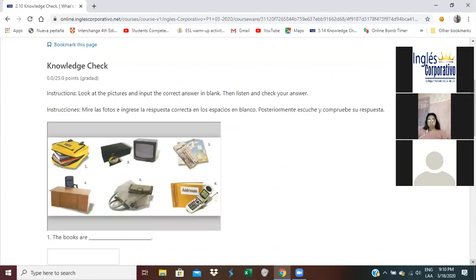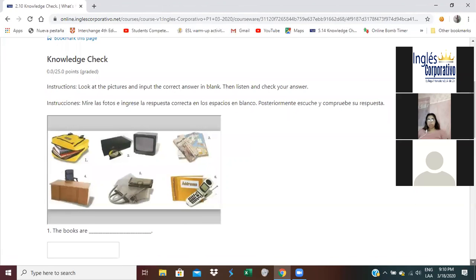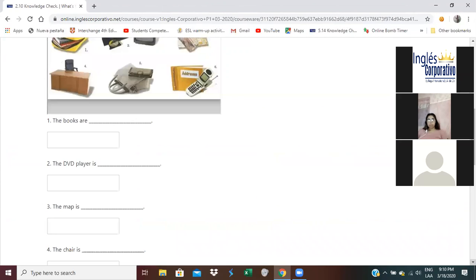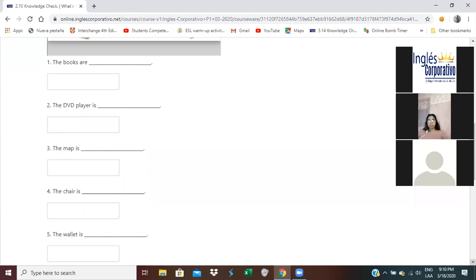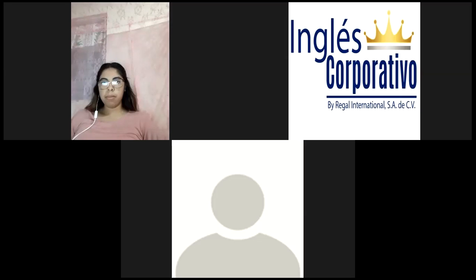Instrucciones. Miremos las fotos e ingrese la respuesta correcta en los espacios en blanco. Posteriormente, escuche y compruebe sus respuestas. Did you guys do this activity already? ¿Ya hicieron esta actividad? Sí. No. Yo no. Okay. Le vamos a dar 10 minutos para que la complete. Si ya terminó, puede continuar. Tiene 10 minutos. Pueden trabajar en pareja.